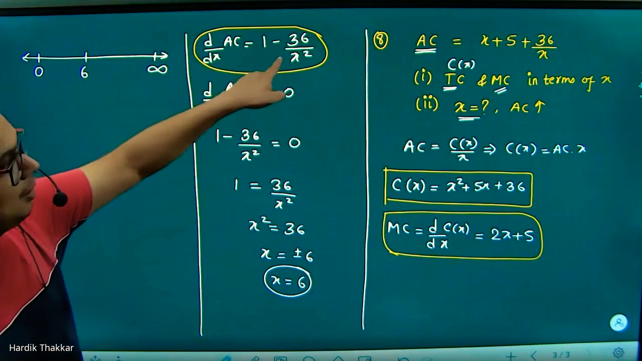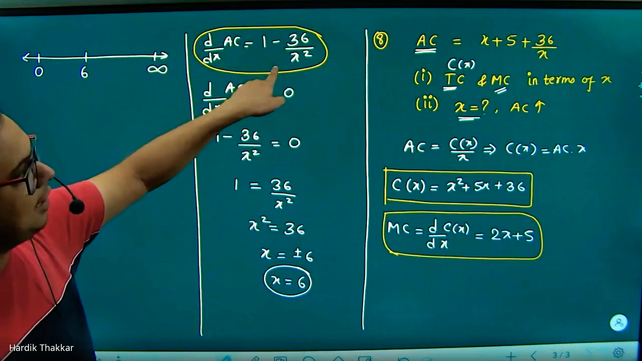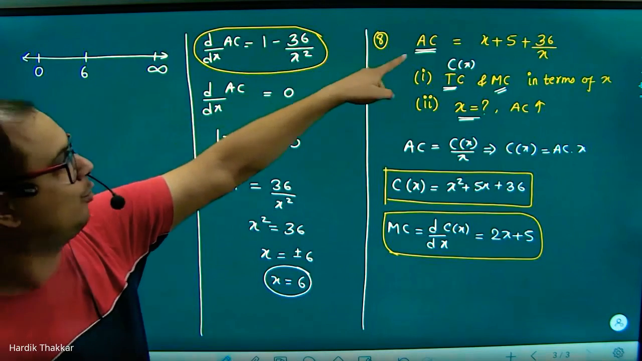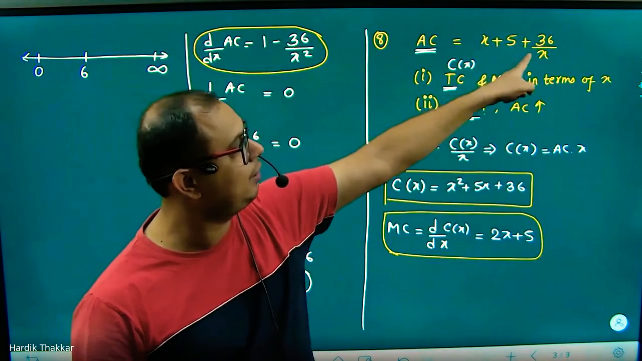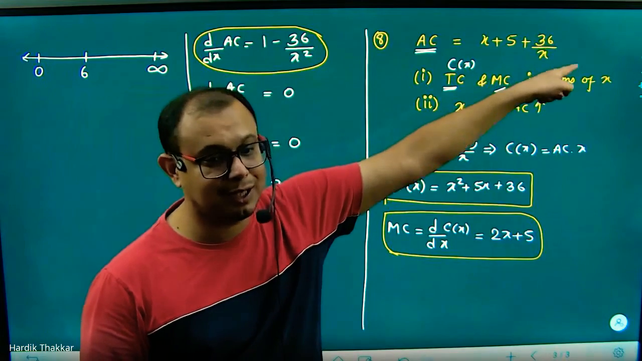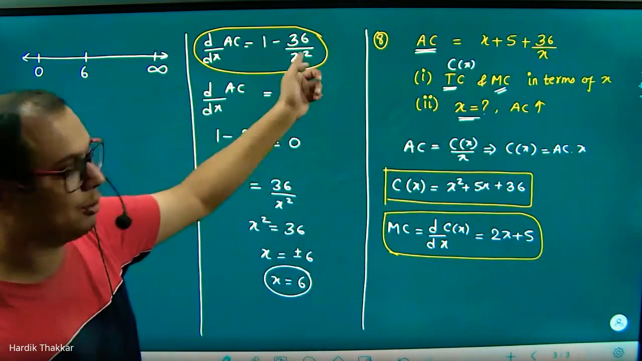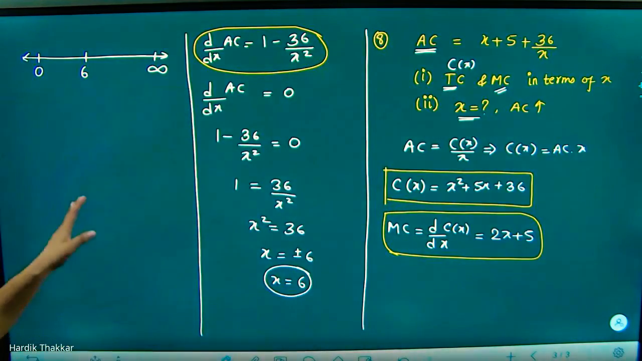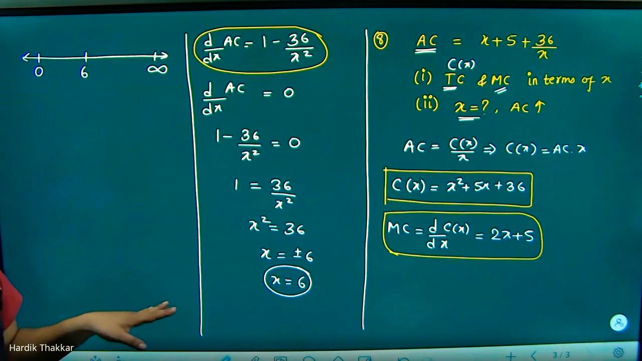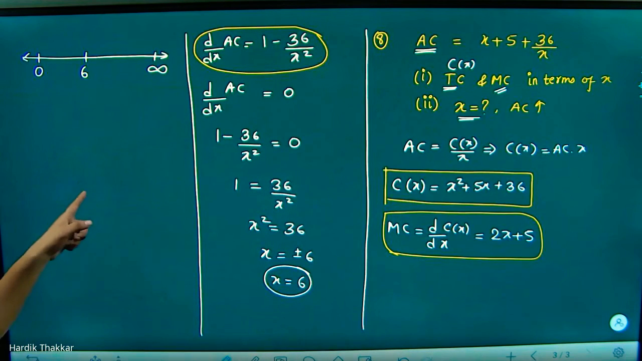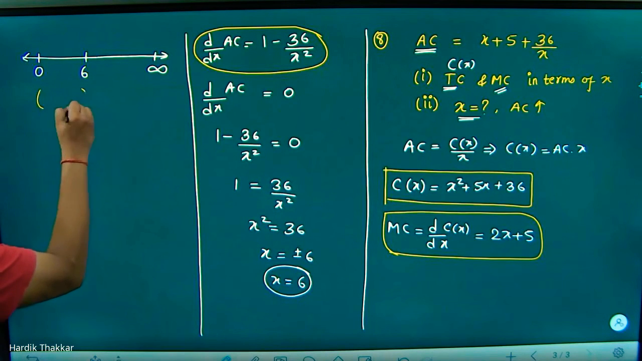ये कैसे आया? ये पढ़ने के लिए डेरिवेटिव रिकॉल करो. एक्स का डेरिवेटिव 1, 5 का डेरिवेटिव 0, 36 बाहर, 1 अपॉन एक्स का डेरिवेटिव क्या होता है? -1 अपॉन एक्स स्क्वायर। ठीक है। और कुछ किसी का डाउट तो पूछ लो। यहां तक क्लियर? Now check the sign of this derivative in this interval 0 to 6.